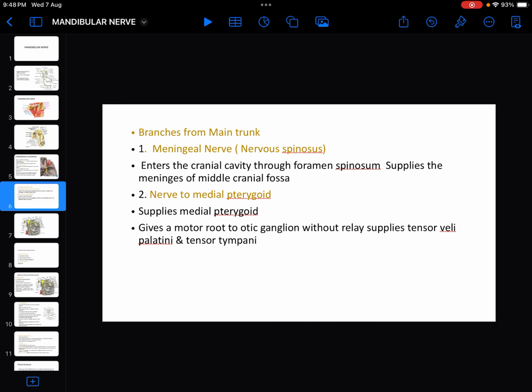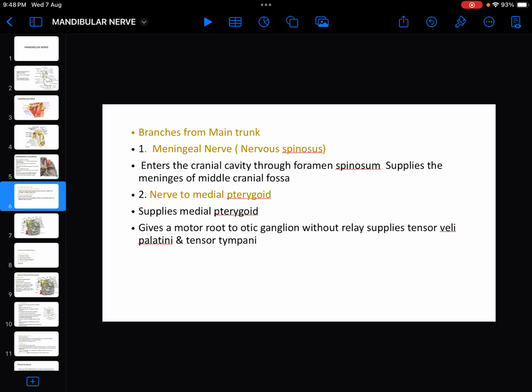Then about the relations of the main trunk. The main trunk is medially related to the tensor veli palatini and the otic ganglion. Laterally it is related to the upper head of the lateral pterygoid muscle. Posteriorly it is related to the middle meningeal artery. And anteriorly it is related to the posterior border of the lateral pterygoid plate.